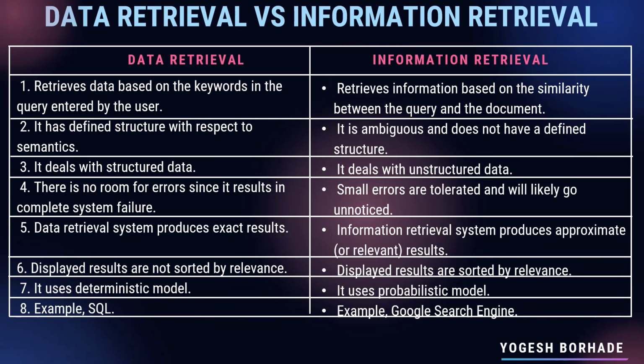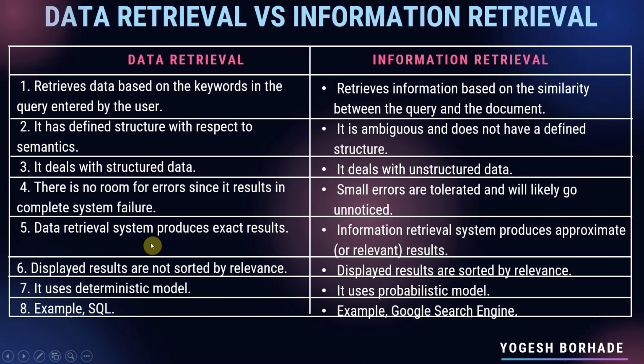Okay, now next is that there is no room for error since it results in complete system failure. Okay, so in SQL we have to follow a particular syntax. If our syntax is wrong, we'll not get the output, and in some cases it might happen that it will result in complete system failure. Okay, so here there is no room for errors, while in information retrieval small errors are tolerated and will likely go unnoticed. So here even if you make a small spelling mistake, it will be tolerated and you will get the output. Okay, now next is the data retrieval system produces exact results.